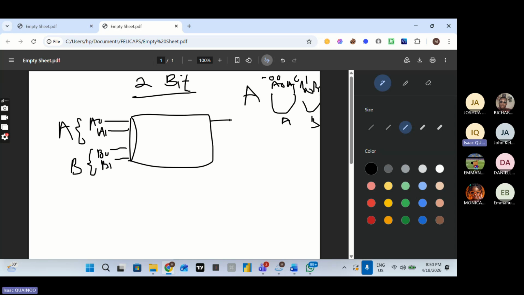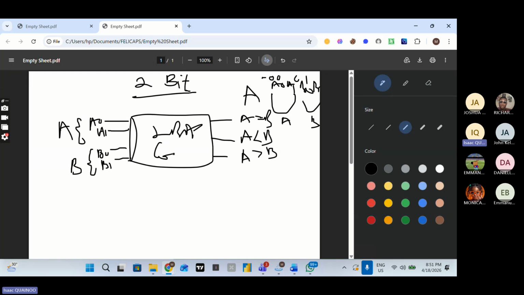And then the outputs are going to be in the form A equals B, A less than B, A greater than B. And here is going to be our 2-bit comparator.